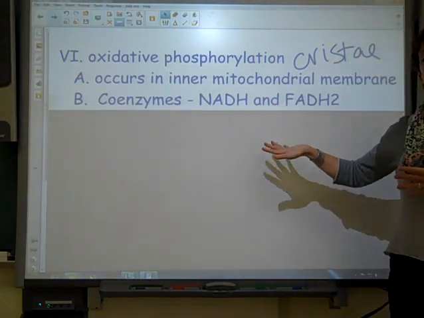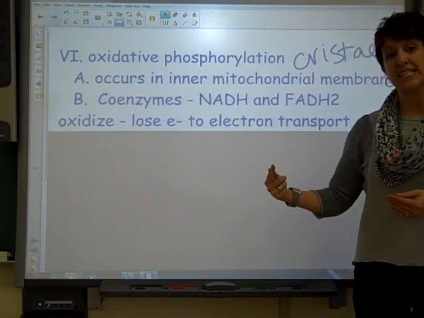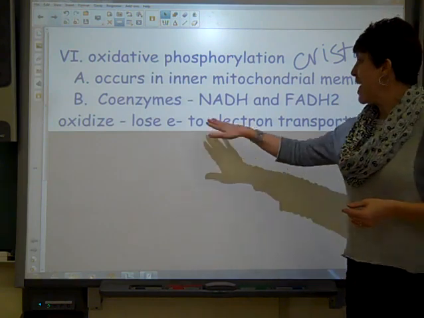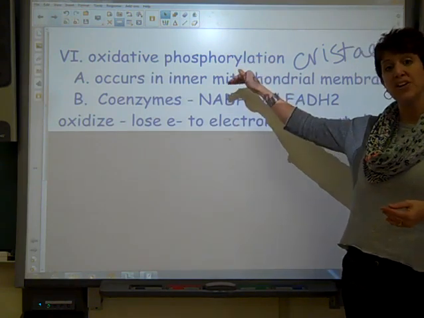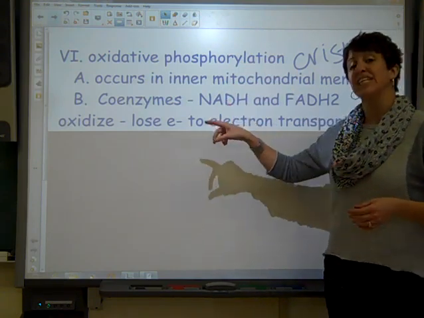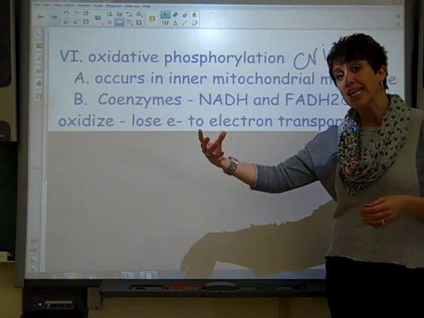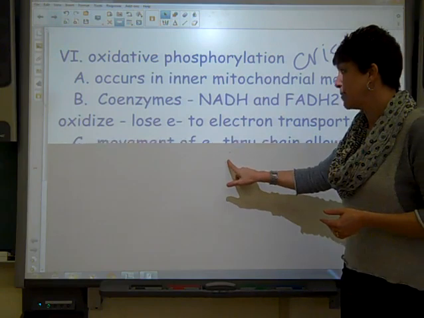Coenzymes, we are now going to put these to work. NADH and FADH2 are going to be oxidized. They're going to lose their electrons to an electron transport chain in the membrane called the cristae, the inner mitochondrial membrane. NADH loses its electrons very early in the chain. FADH2 loses theirs a little bit further down the line.